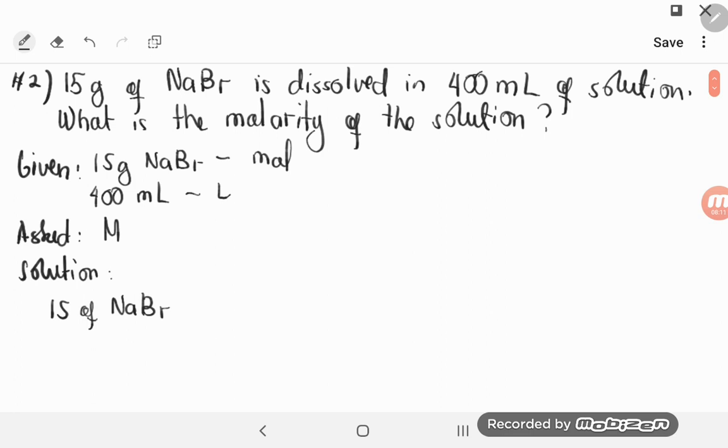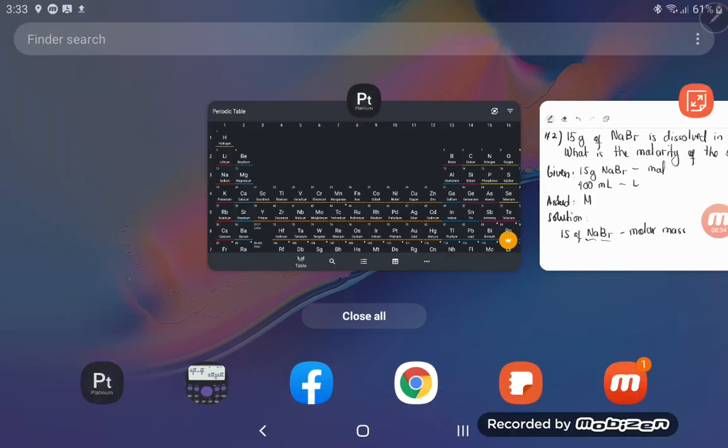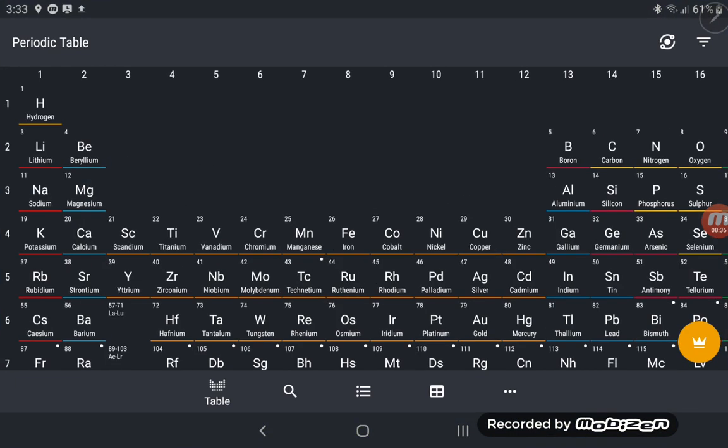We need to get first the molar mass of sodium bromide. When we say molar mass, it's just the atomic masses of the elements sodium and bromine. And you are correct, we need to get our periodic table of elements in order for us to know the atomic masses. And so let's have our periodic table of elements. Okay, so we have here the periodic table of elements. Let's start first with sodium.